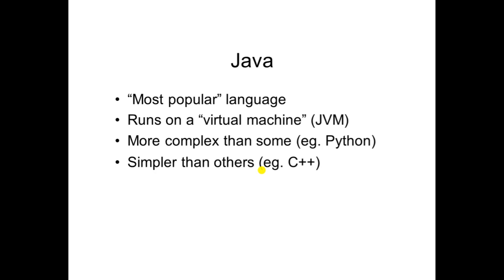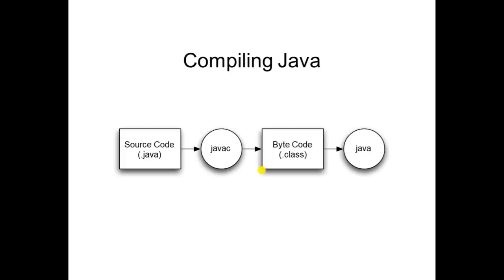But again, it has its own beauty inside it. That's why many industries are still developing their projects with Java as the first language. For them, the first language is Java. It is simpler than the others, that is nothing but C++. So this is compiling Java.